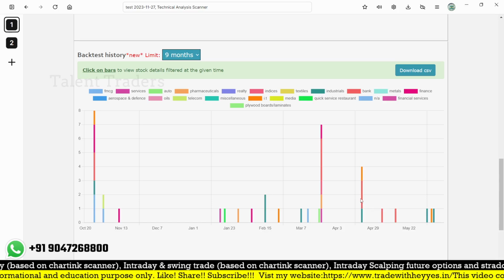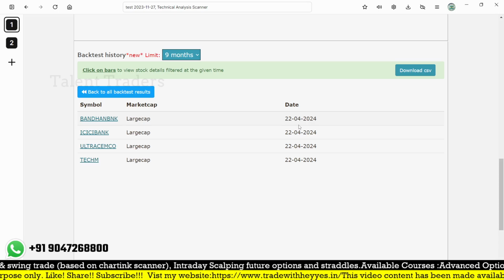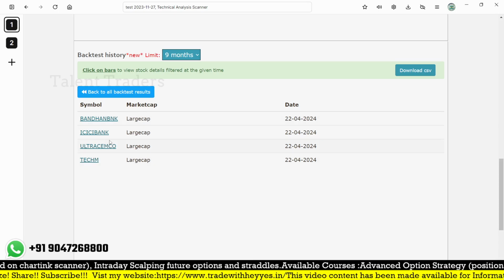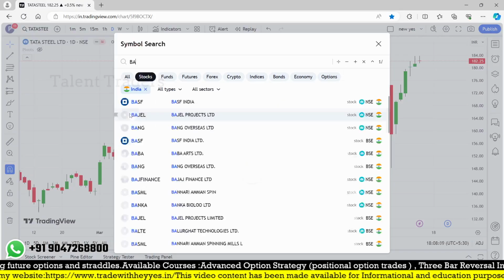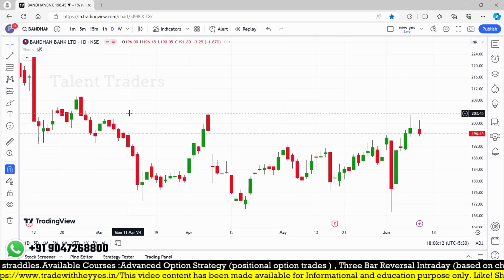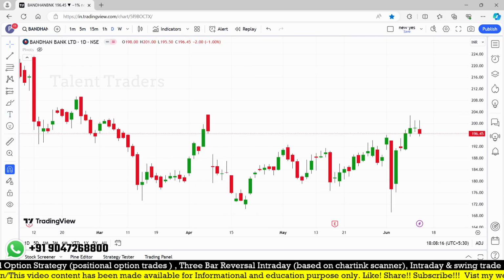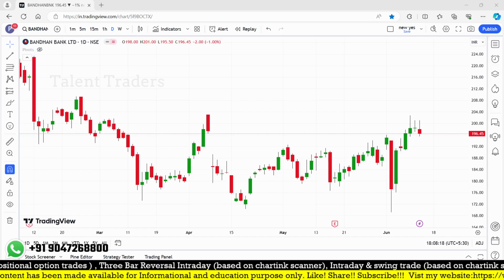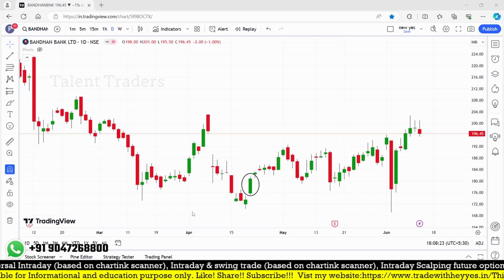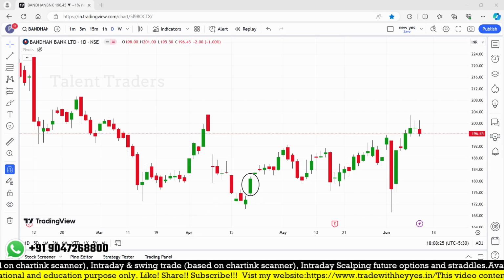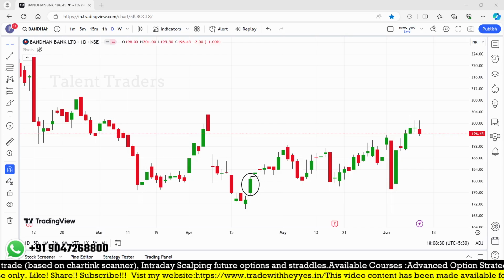So here is the opportunity I found. On April 22nd, we have 4 filtered stocks: Bandhan Bank, ICICI, Ultratech and Techem. Let's see how the stock works, starting with Bandhan Bank, and how it finds the swing. This is April 22nd, where we got an opportunity based on the scanner. It is an EOD scanner, an end-of-the-day scanner, where I keep my entry point above the candle high.